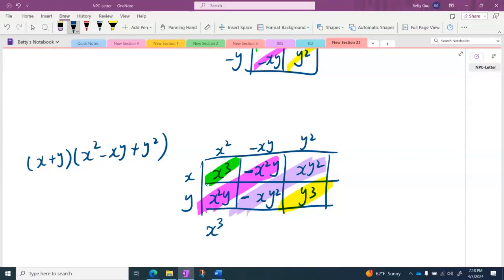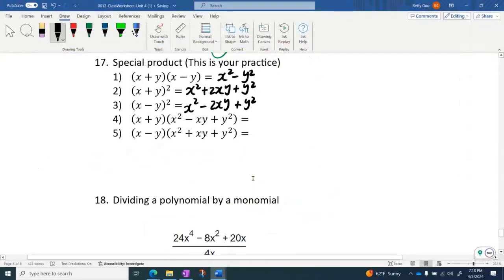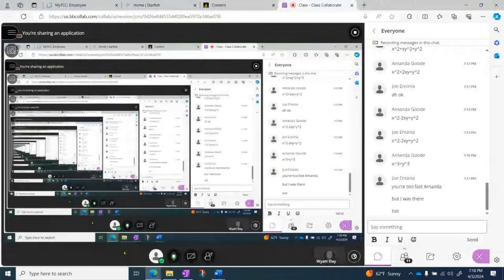And the two purples, the same thing. Xy squared and the negative xy squared, they cancel as well. And the yellow, so plus y cubed. And that's the answer. Okay? Let me write down the answer here. X cubed plus y cubed.